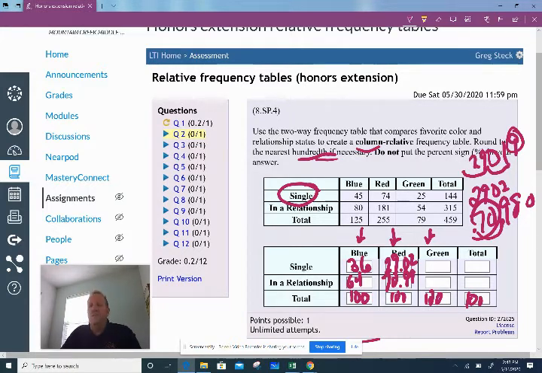So let's do the green one. So green, 25 divided by 79 is 0.31645. Two places, so I get 31. Round to the nearest hundredth, 31.65. Okay, so now the last one, in a relationship, green, 54 divided by 79. 0.68354, so 68.35.